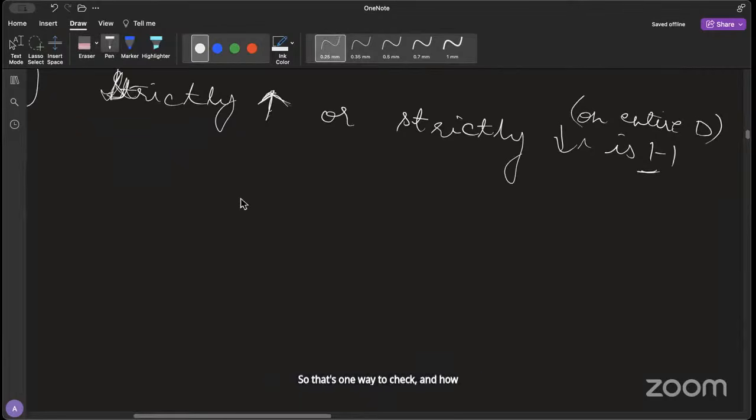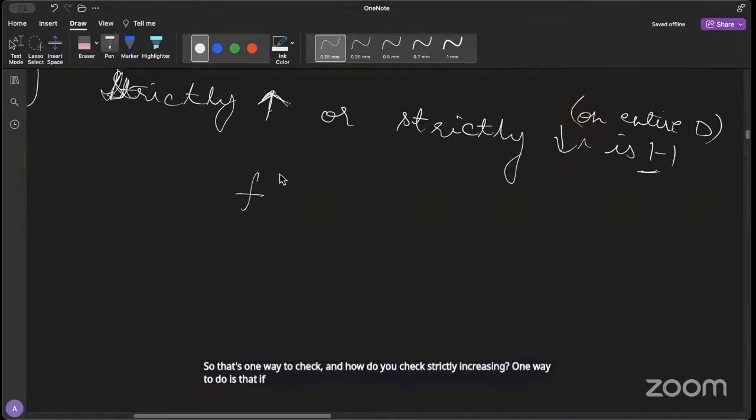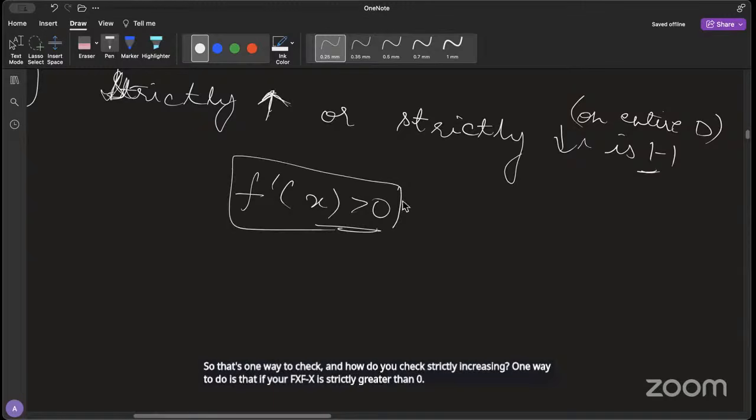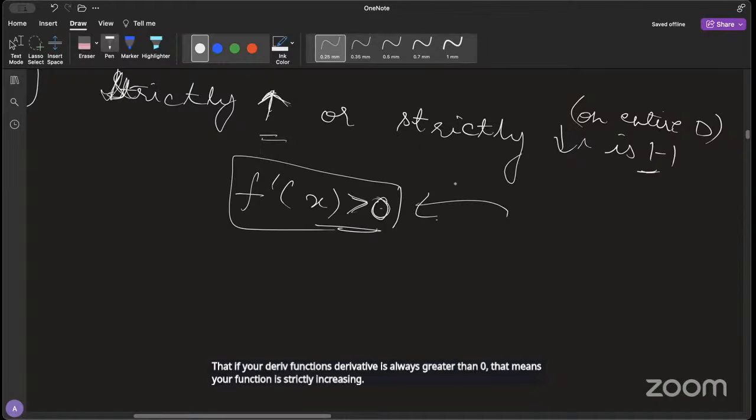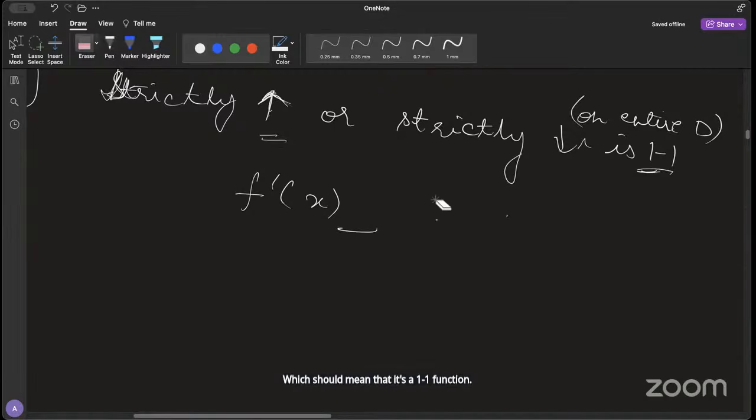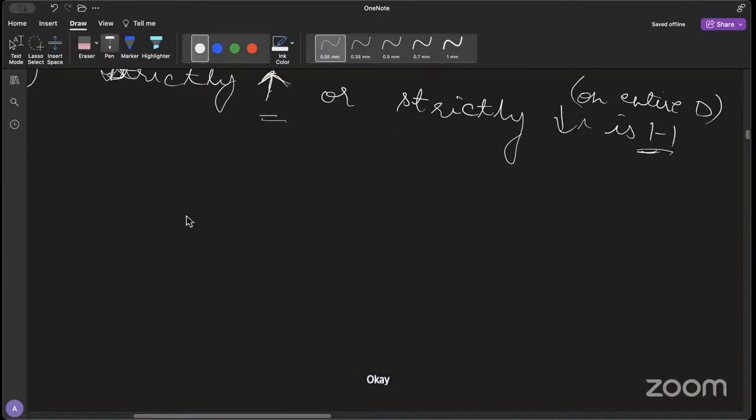And how do you check strictly increasing? One way is if your f dash x is strictly greater than 0. I know you've not done derivatives, but whenever you do derivatives, you can use that knowledge here as well. If your function's derivative is always greater than 0, that means your function is strictly increasing, which should mean that it's a 1-1 function. It means the slope is positive.